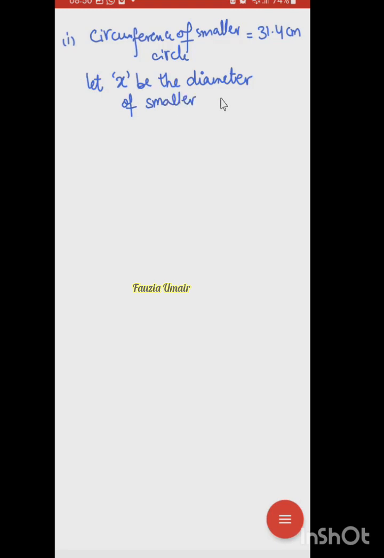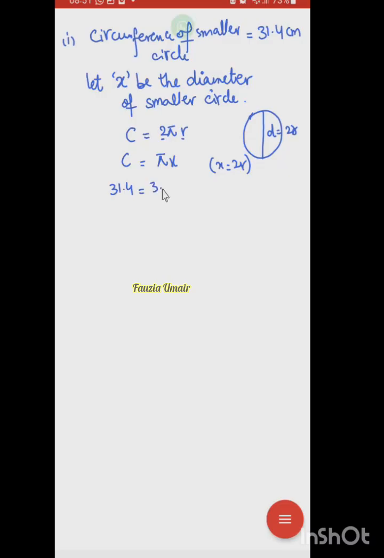Okay. So now we will find out x. We will use the formula for circumference. Just think about this smaller circle. We know the circumference and we are assuming this. Circumference is 2 pi r, right? You know that diameter is double of radius, right? So instead of 2r, I will write pi x, because x is 2r in this situation. Okay, so now we will put the values. It is 31.4 is equal to 3.14 x.